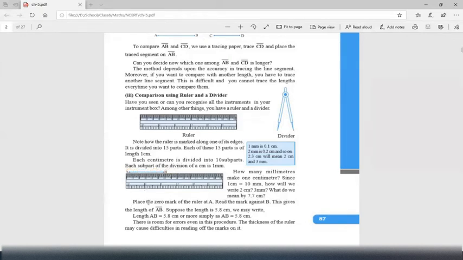So place the zero mark of the ruler at A. Read the mark against B. This gives the length of AB. Suppose the length is 5.8 centimeter. We may write length AB equals 5.8 centimeter, or more simply as AB = 5.8 centimeter. There is room for errors even in this procedure. The thickness of the ruler may cause difficulties in reading the marks on it.